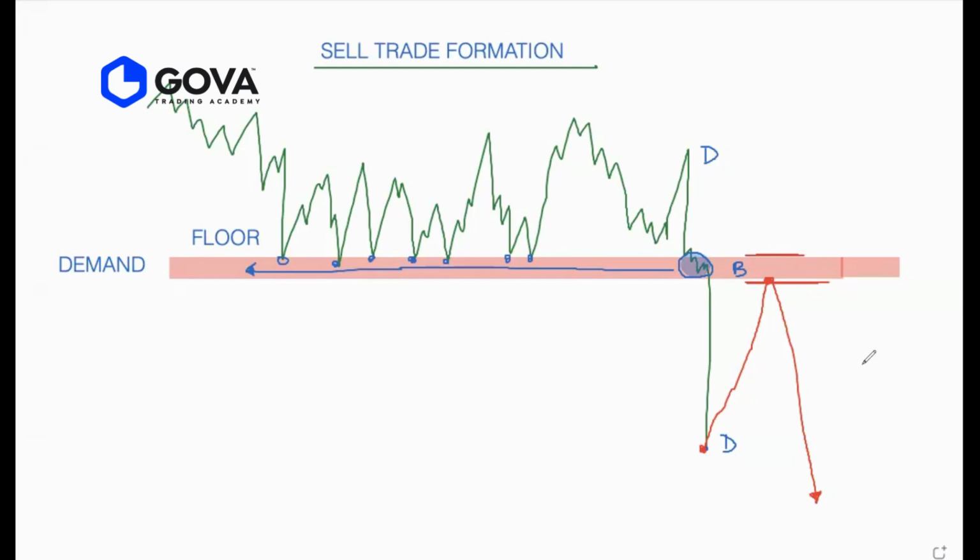So this is how the rally-based rally works, and this is how the drop-based drop formation works for either the buy trade or the sell trade. Okay, so guys, if you have any question, feel free to ask me your question on the group. So that is it, guys.